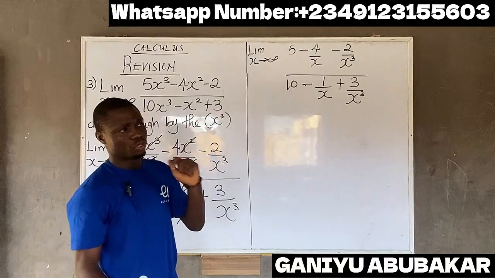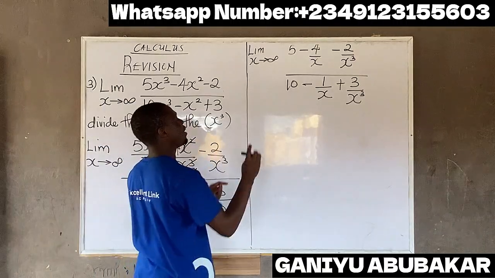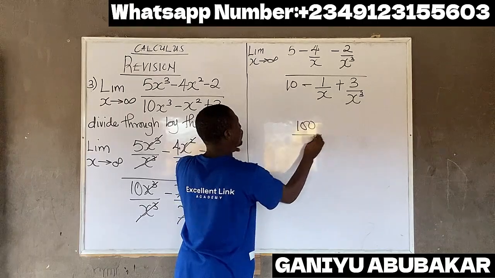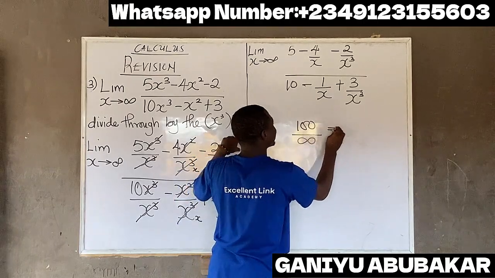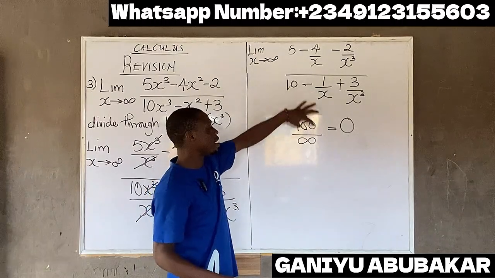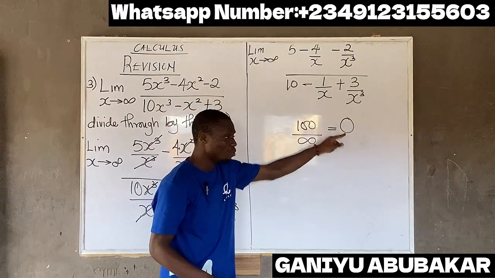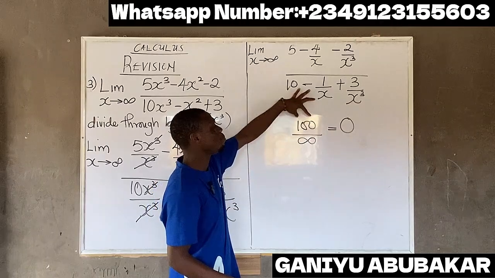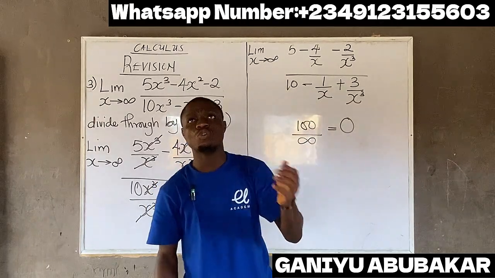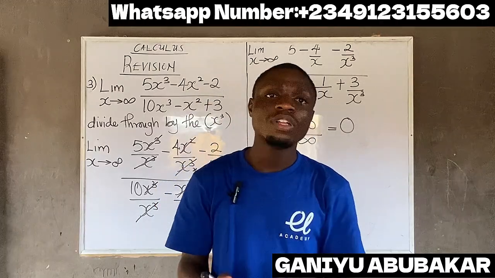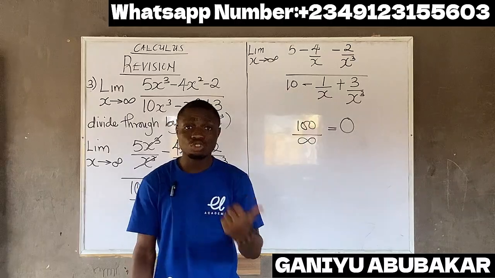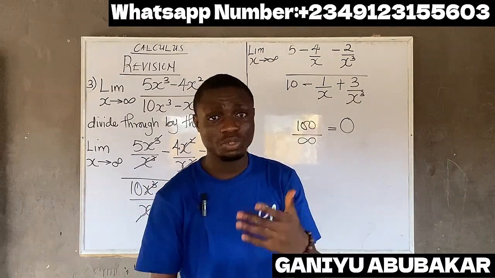Please, at this junction, don't forget that whenever you have a number, let's say 100, all over infinity, your answer is 0. Please notice. Any number over infinity gives you 0. I'm saying again, any number over infinity gives you 0. 1 billion over infinity gives you 0. 3 quadrillion over infinity gives you 0. 2 over infinity gives you 0.